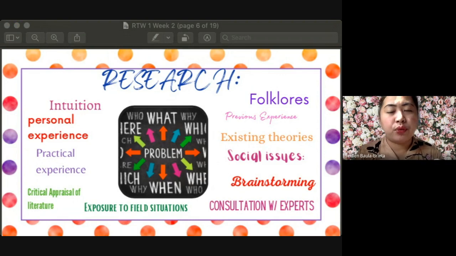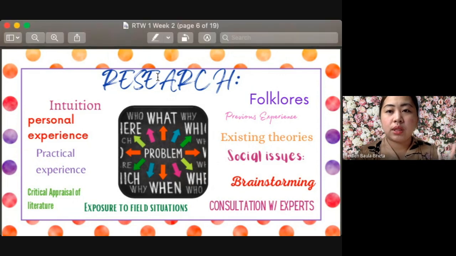We also have consultation with experts. So you have your advisors. You may ask what their area of interest is, and they may have sound experience on that, and you may want to consider their area of research and start formulating your research problem from that point. So these are the different examples of sources of a good research problem.